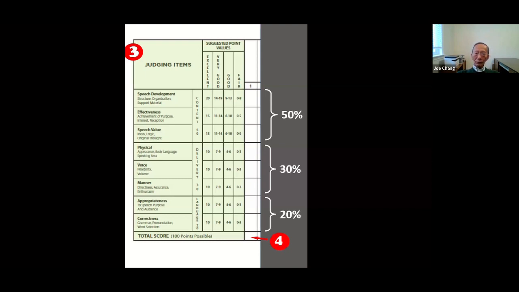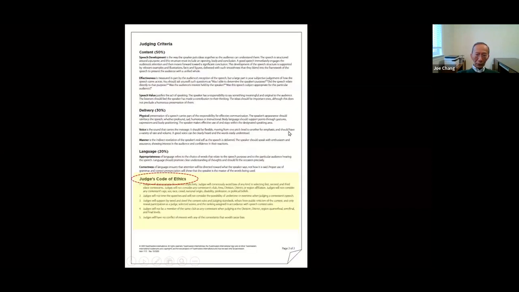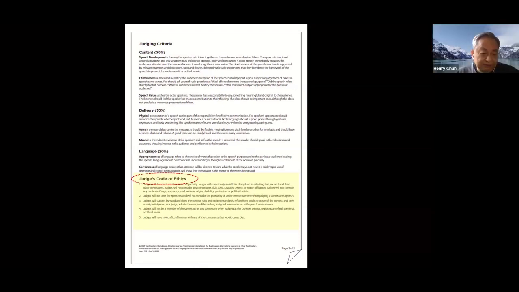Okay, now from this point on, I would like to move on to the next part, which is what the judge should know when they are marking the ballot, something they call the judge's code of ethics. So Henry, let us ask you to elaborate a little more about what the code of ethics means. Yes, Joe.